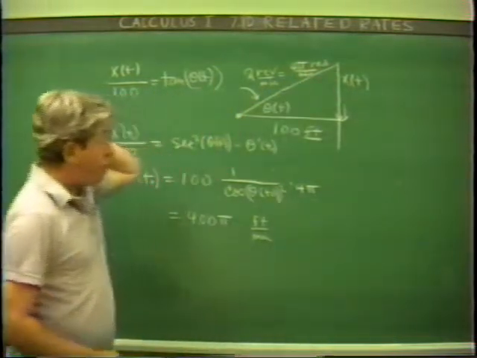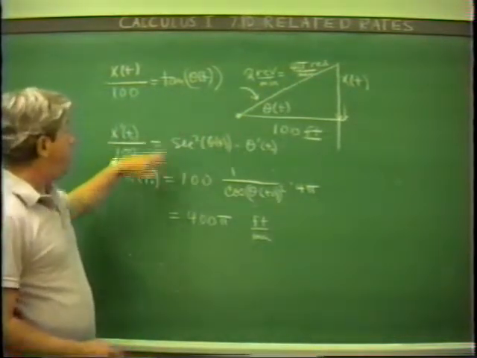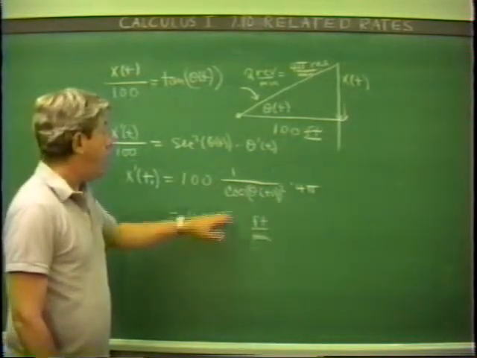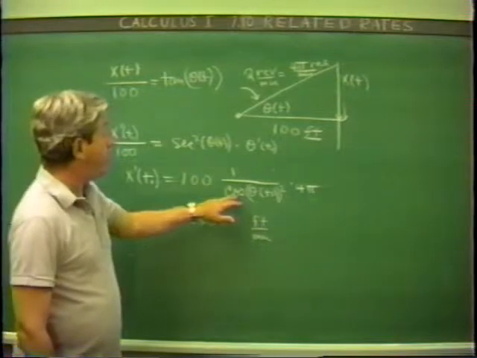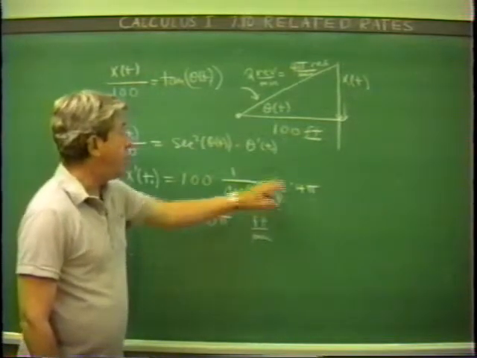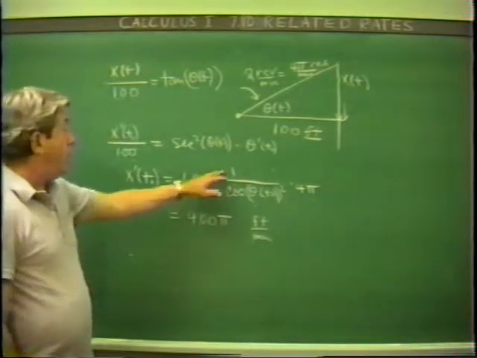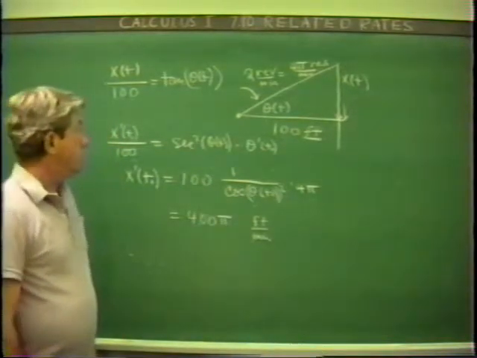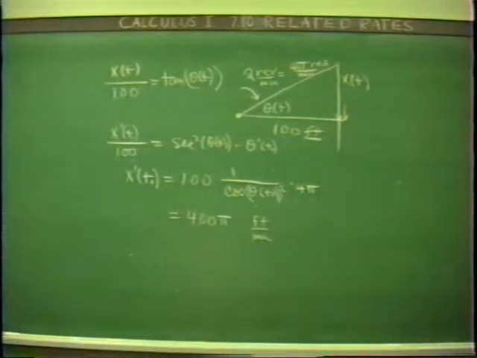If we wanted to know how fast the beacon was moving down the shore at a different angle, you would simply put that particular angle in here, and you would find out how fast it was moving by taking the cosine of that and squaring it, and then dividing that into 400 pi.